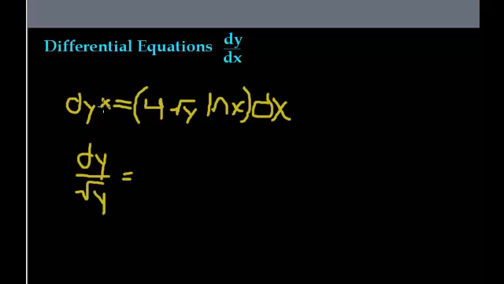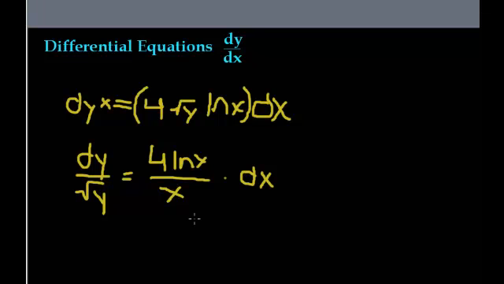And then you're going to do the same thing with the x value over here. So then you end up with 4 ln of x divided by x multiplied by dx. So all we did, once again, is divide both sides of the equation by square root of y to get the y over here, and then divide everything by x to get the x over here.